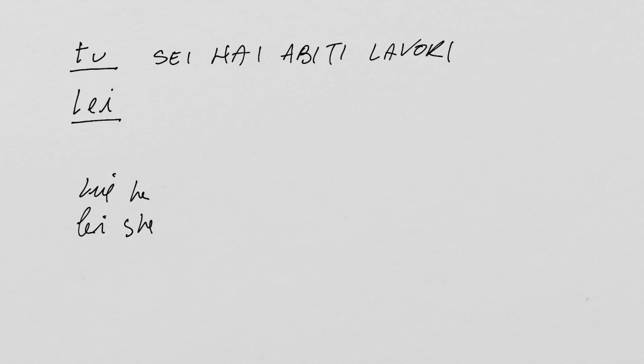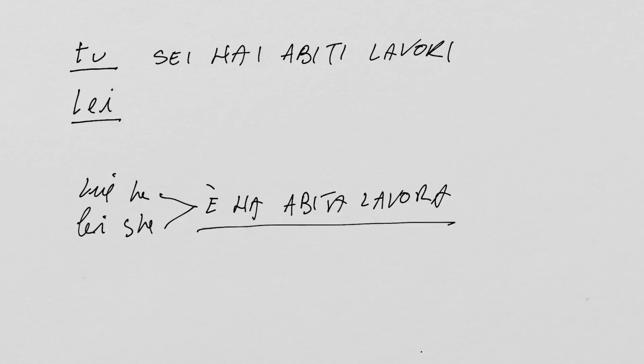So you already know the lui and lei forms. So the verb essere for lui and lei is è, avere is ha, abitare è abita, lavorare è lavora, and so on. So when you want to talk directly to someone in a formal way, you use the same form. So lei, talking directly to someone, è, ha, abita, lavora.